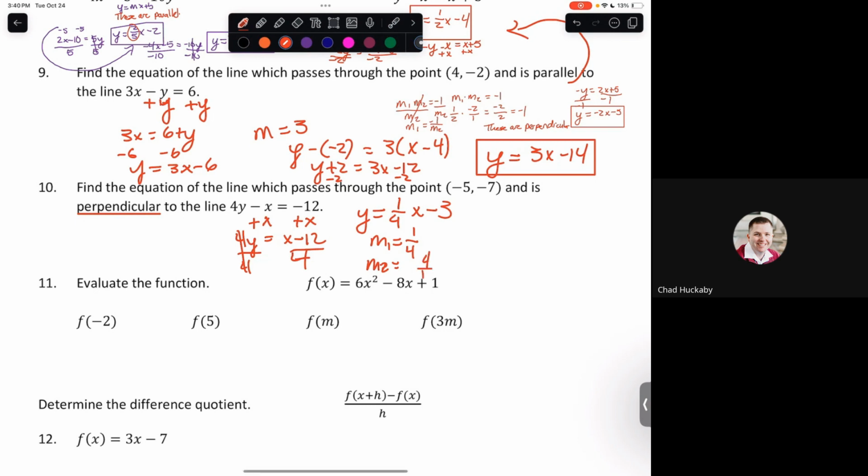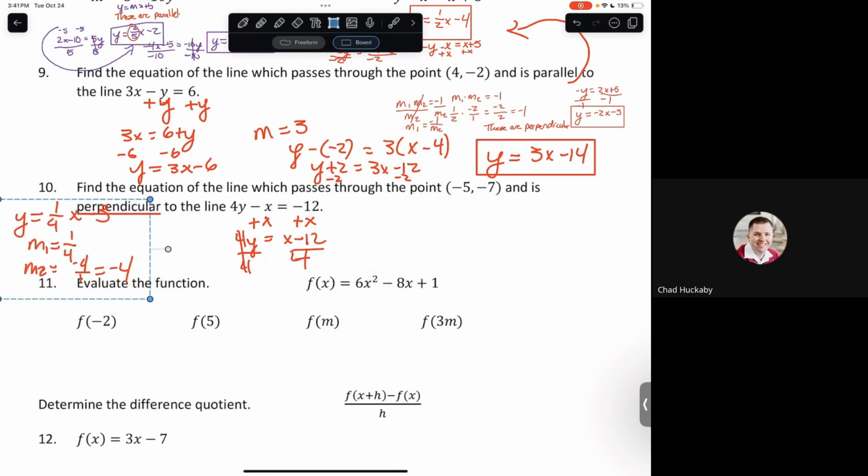So we get 4 over 1. And because this first one is positive, the only way we get a negative number when we multiply those two together is for it to be negative. -4 over 1, or just -4. So it's the negative reciprocal. So we know the slope of our new line is -4. We also know that it goes through the point -5, -7. Let's move this work over here.